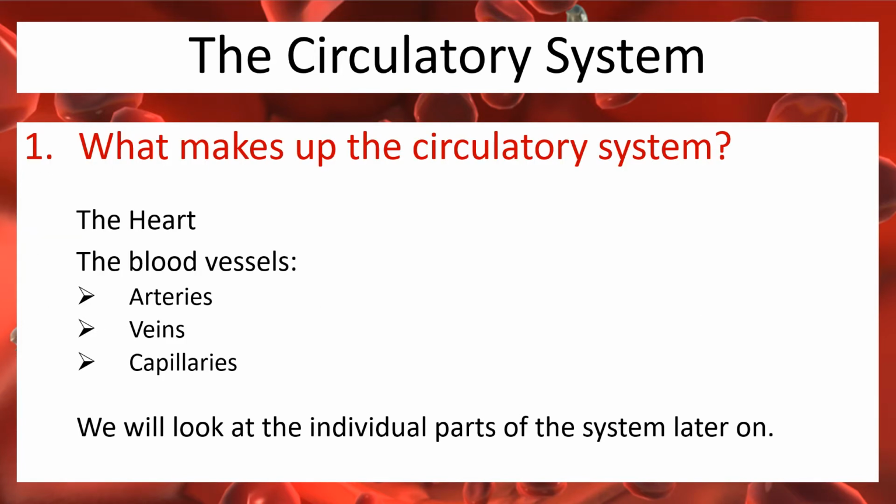So let's start with the simplest question, which is what makes up the circulatory system. It's basically the heart and the blood vessels, and we need to know about three blood vessels: the arteries, veins and capillaries. We're going to have a look at the individual parts of the system later on.